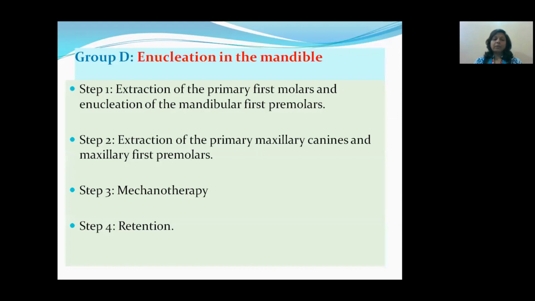Next group is group D, where enucleation in the mandible is done. Here, the fourth step is involved. In step 1, extraction of the primary first molars and enucleation of the mandibular first premolars are done simultaneously. In step 2, extraction of the primary maxillary canine and maxillary first premolars, then followed by the mechanotherapy, and step 4 is the retention procedure.